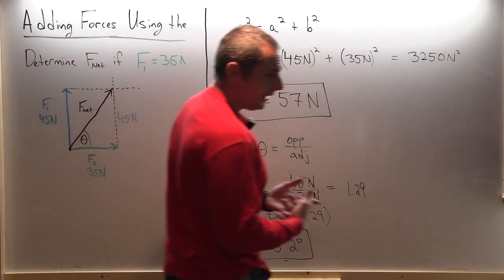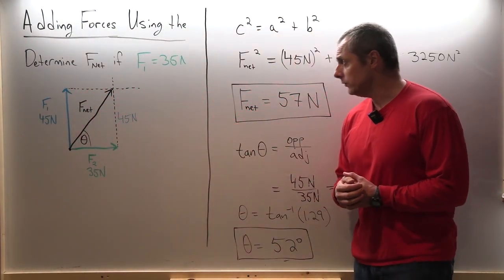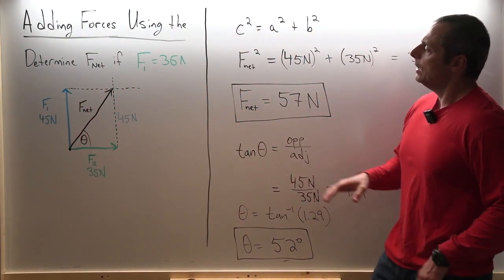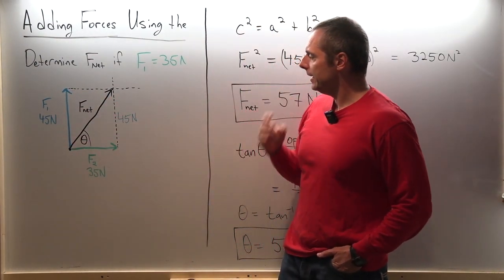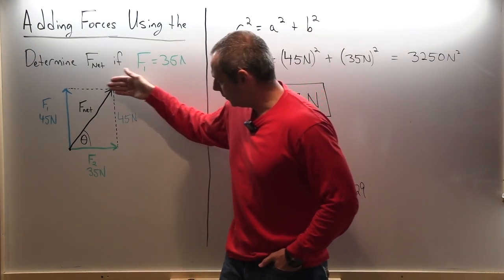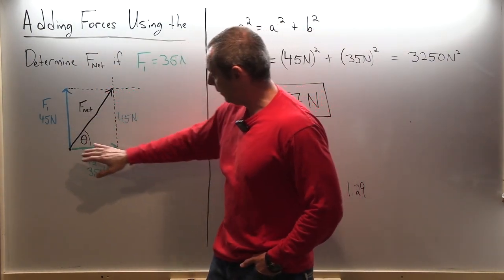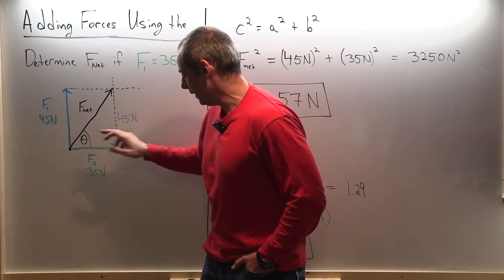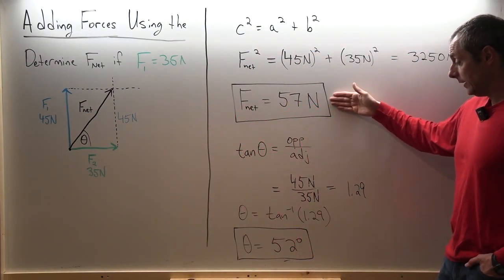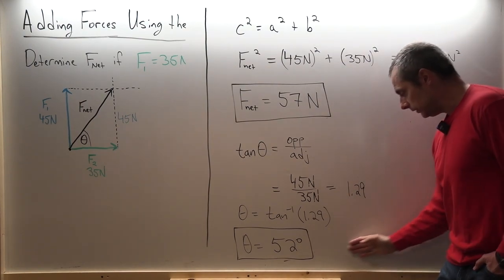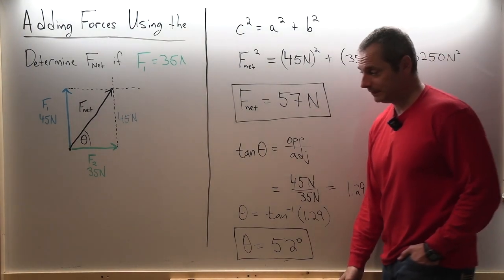Okay, so that is adding forces using the Pythagorean theorem. You draw the forces roughly to scale, okay? And then you construct your parallelogram, or in this case a rectangle, and make the hypotenuse, put the angle here, and then use the Pythagorean theorem for the magnitude of the net force, and the tan function to get the magnitude of the angle.